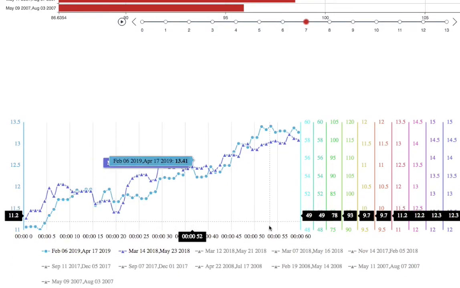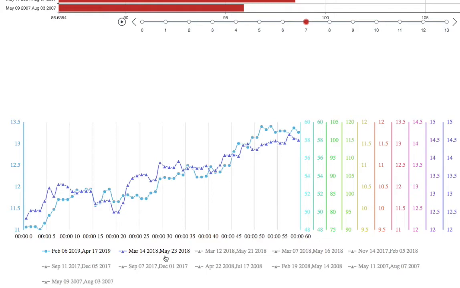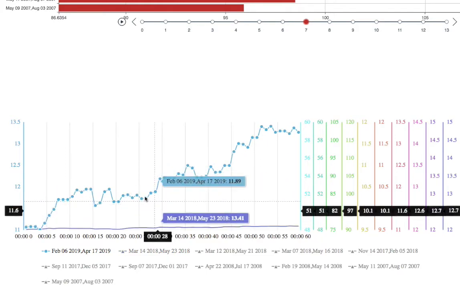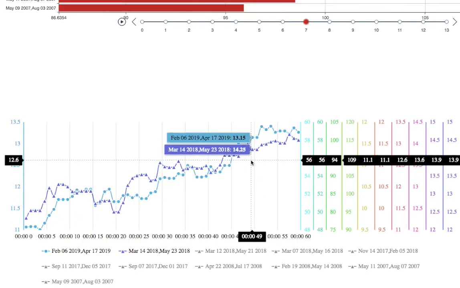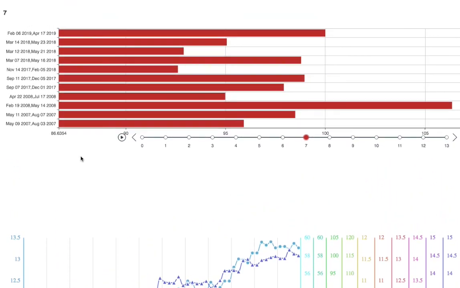And here's what I compare the line to. What we have here is the current trend, and I compared it to March 14. It looks somewhat identical. And that is all.